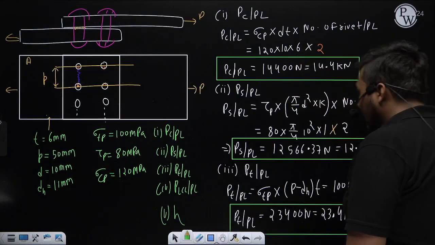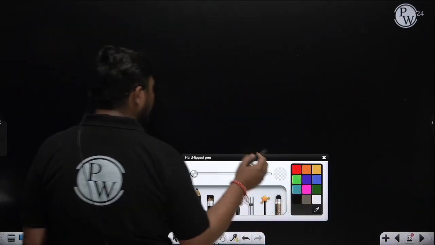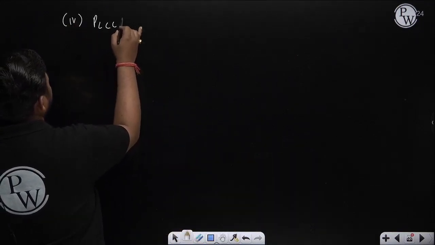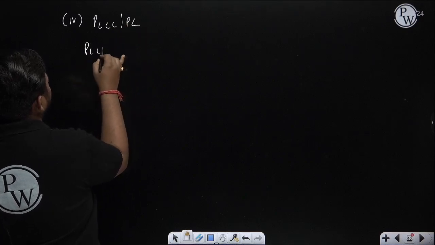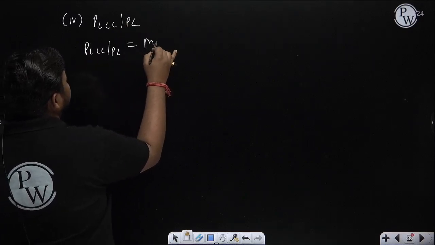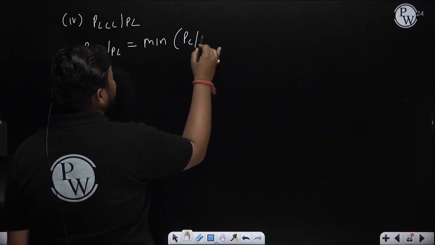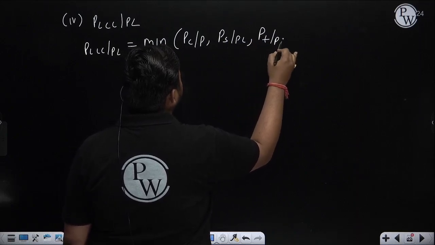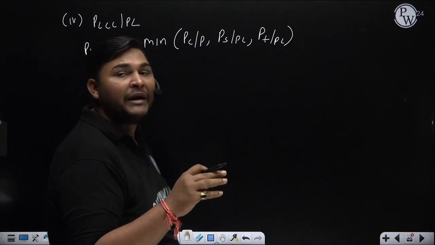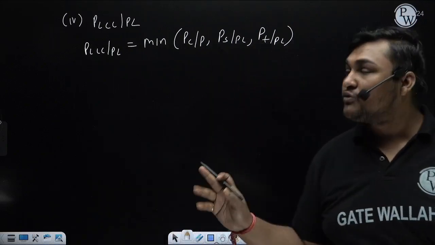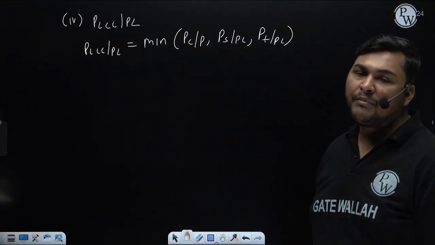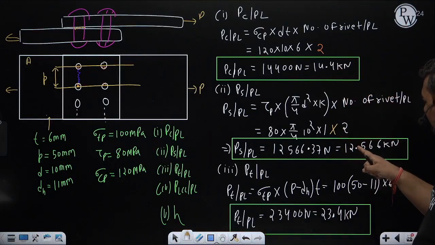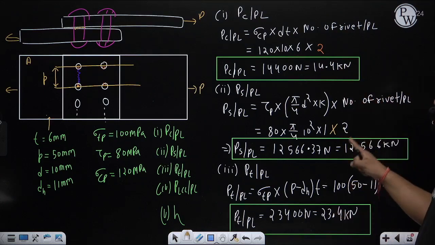Now what will be the value of actual load carrying capacity per pitch length? So the actual load carrying capacity per pitch length will be the minimum of the crushing load carrying capacity per pitch length, shearing load carrying capacity per pitch length, and tearing load carrying capacity per pitch length. Means whatever load carrying capacity per pitch length has come by considering different types of failure, the minimum of those values will be the actual load carrying capacity per pitch length. Now the values are 114.4, 12.566, and 23.4. It is minimum out of these two, it is 20. So overall minimum is this value.